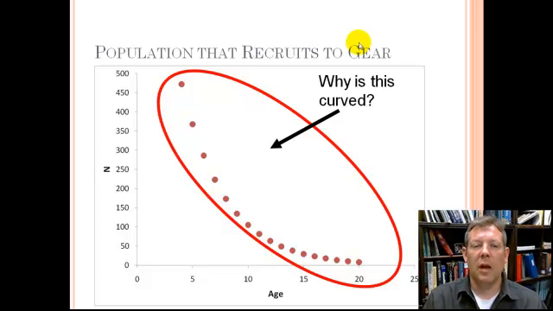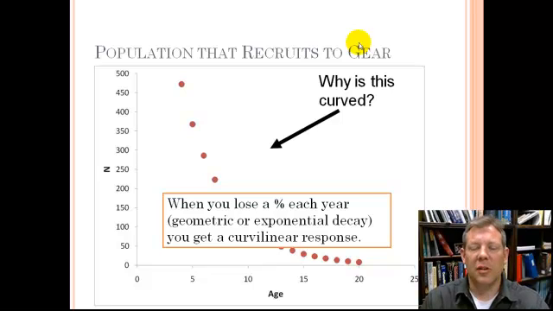When we look at the number versus age, you see kind of a nice curve to it. It's not a linear relationship here, it's curvilinear. Well, why is this curved? This is a classic pattern that you see in ecology. When you lose a percentage each year, this is a geometric decline or an exponential decay, and the actual numbers will give you a curvilinear response. And we see this with lots of phenomena in biology. You also see this in exponential decay, like radioactive decay. When you lose a percentage each time, you get a curved graph.